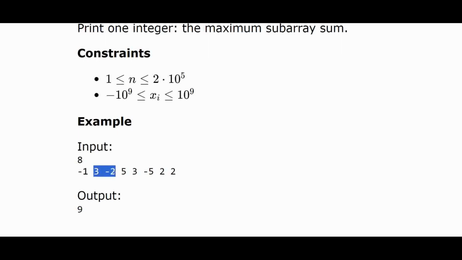So the current sum is 1, because 3 minus 2 is 1. Now we reach the third index, 5. Now you will understand the point of why I continued when I got -2.